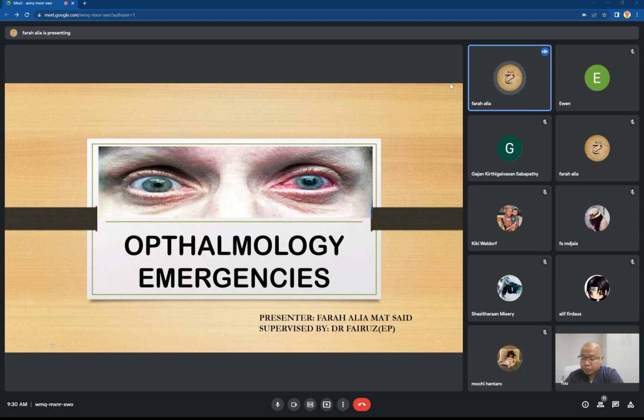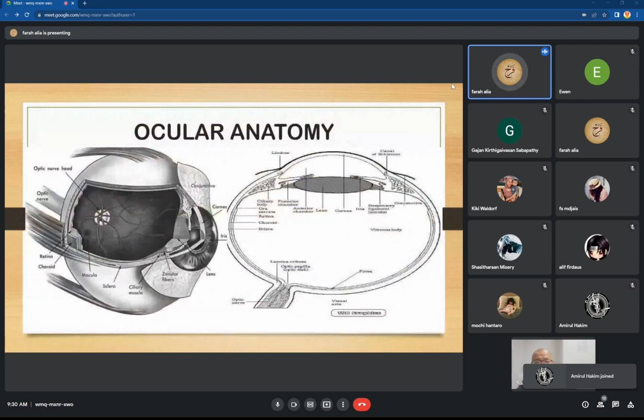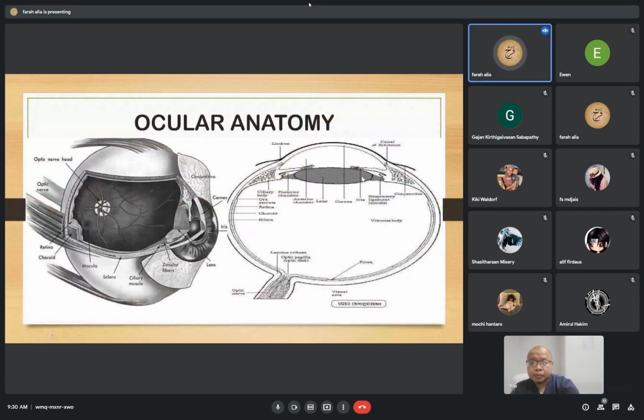Today I will be presenting about ophthalmology emergencies, supervised by Dr. Fairuz. For a brief introduction, we have the anatomy of the eye.